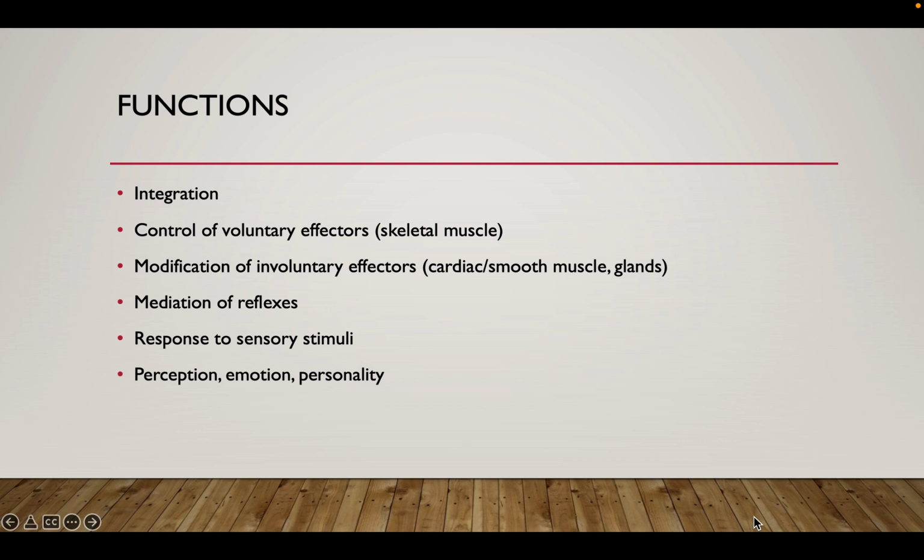We respond to sensory stimuli via our nervous system. So our eyes are part of our nervous system. Our sense of smell, taste, hearing, all of these different things are individual responses to different types of sensory stimuli. And then other things like perception, personality, how we respond, our emotions, things like this, fear, anger. These are all things that you can categorize as being directed by the nervous system.